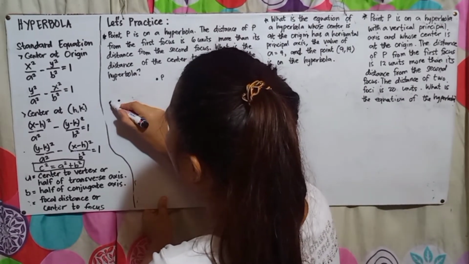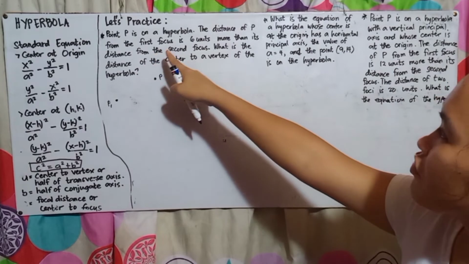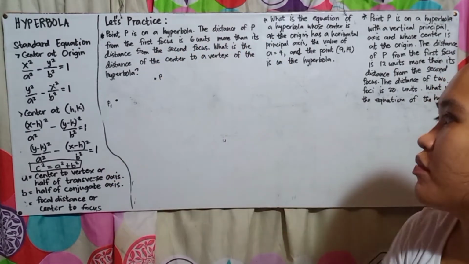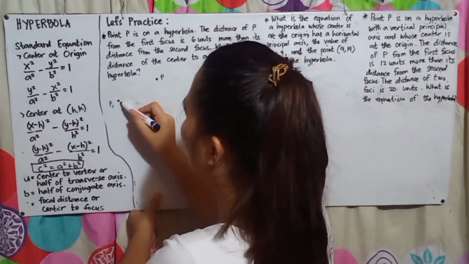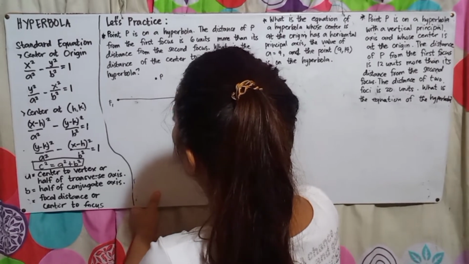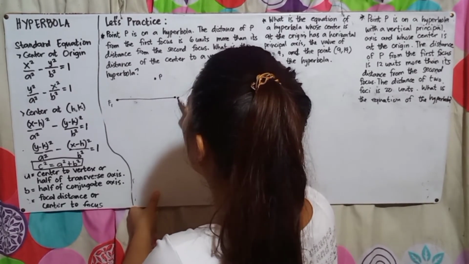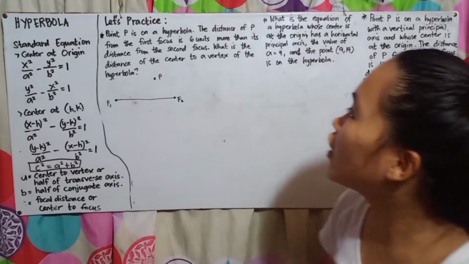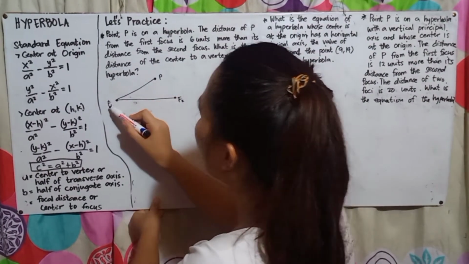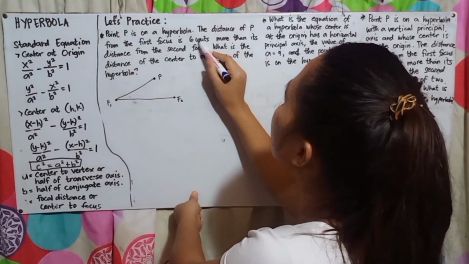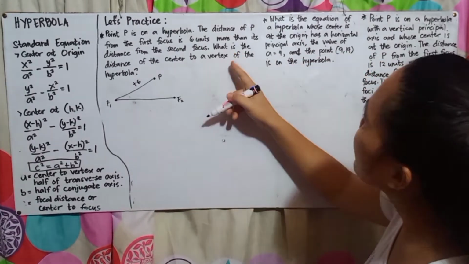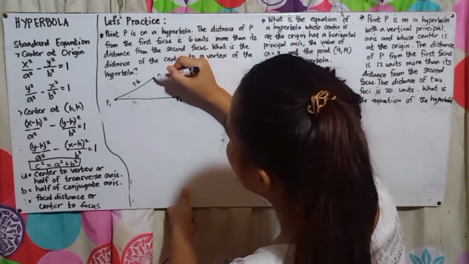So this is the focus 1. The distance from the first focus is 6 units more than its distance from the second focus. So if this is the first focus and this is the second focus, the distance from point P to the first focus is 6 units more than the distance to the second focus.